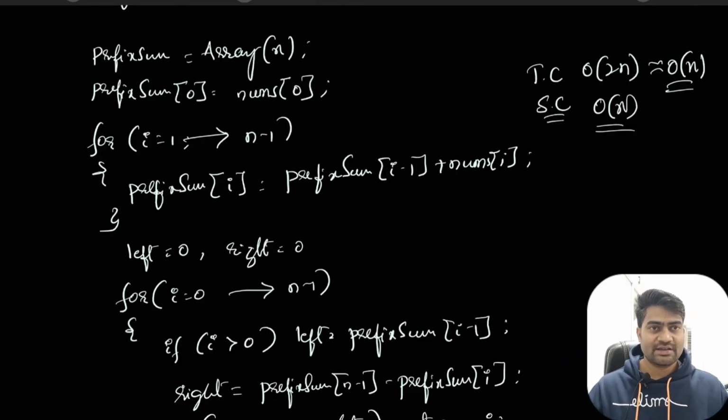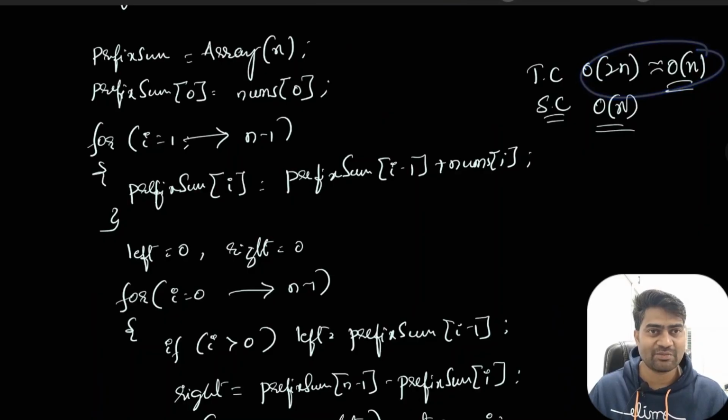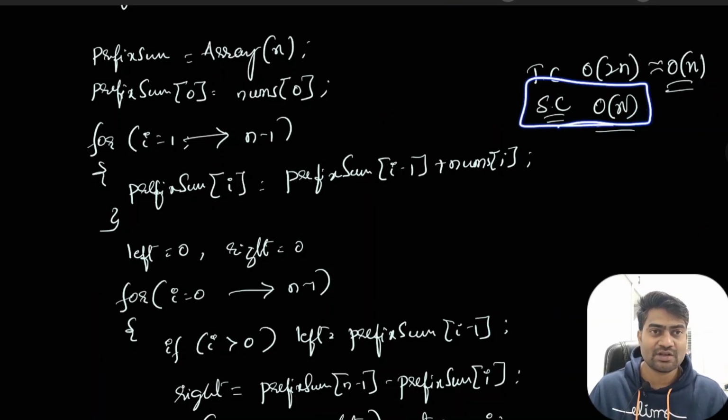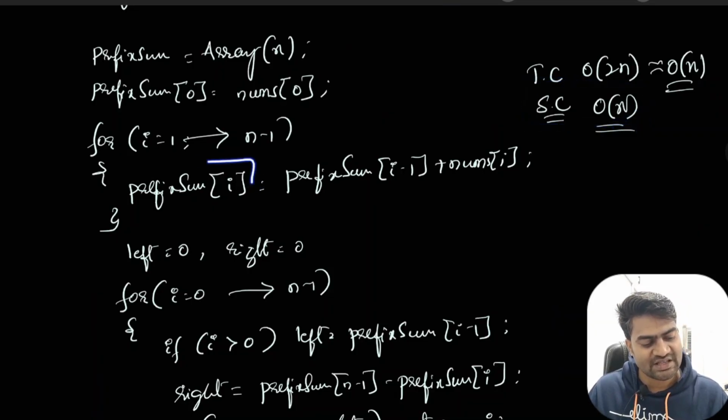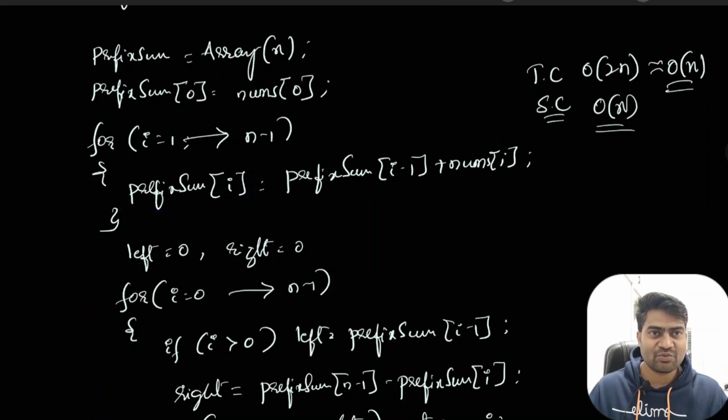Now, is there any way to improve this? Because we have already solved it in order of n time complexity, right? So maybe yes, because it uses extra space here. So we need to improve this one. How to remove this extra space? If we need to remove this extra space, then we need to remove this prefix sum array. So how to do that?